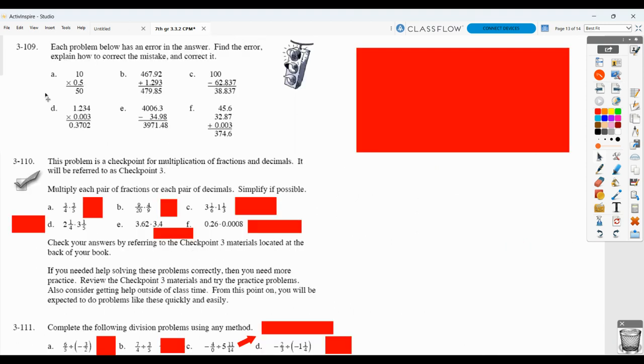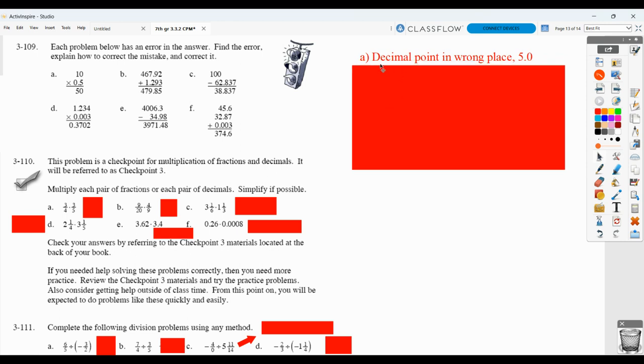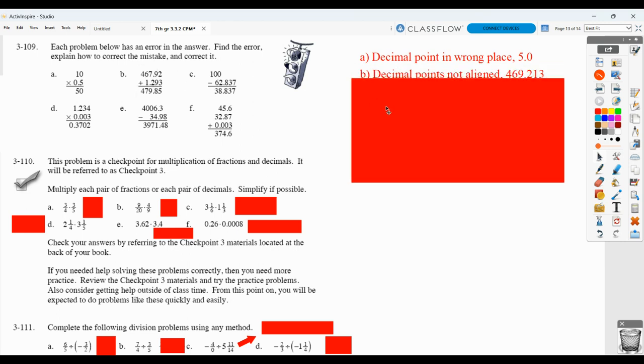Here, there's an error in each one. You have to find the error, explain how to correct it, and then correct it. So for A, we have no decimal places in 10, 1 decimal place in 5. They multiplied 5 times 10, which is fine, but we should have moved in 1 decimal place in our answer. So for A, the decimal point's in the wrong place, and it should be 5 and 0/10ths. Here, they didn't line up their decimal point, so you need to show a rewrite of this when you do line up the decimal point. Again, don't just give me this answer, show your steps.